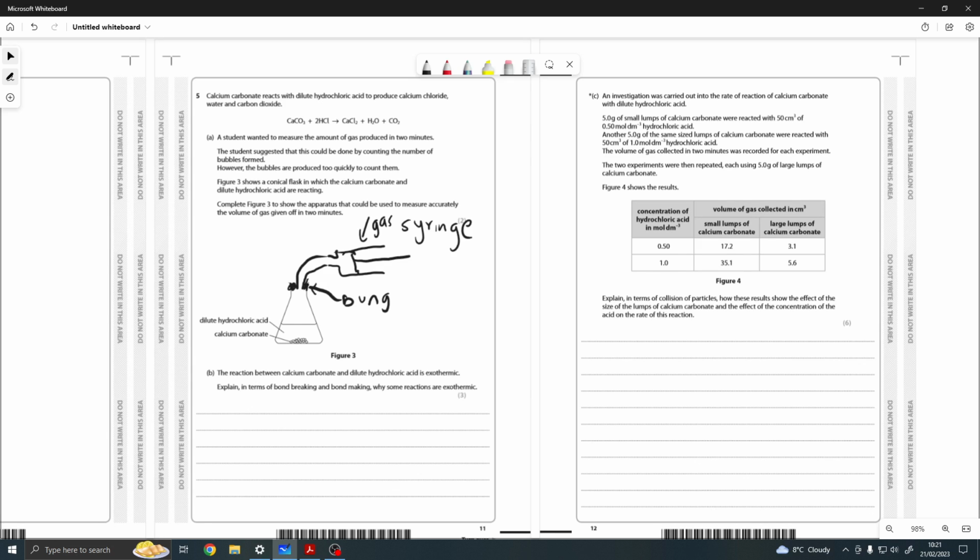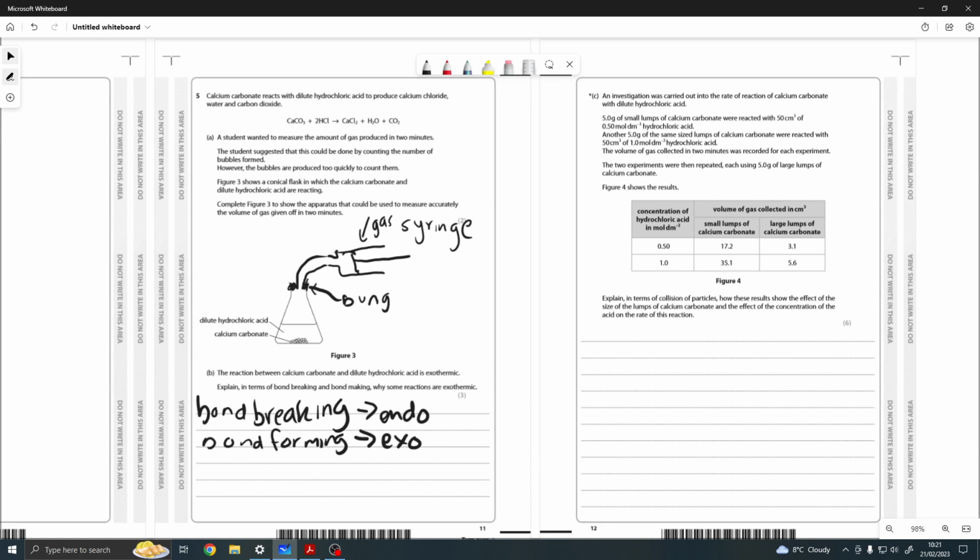Now, the reaction between calcium carbonate and dilute hydrochloric acid is exothermic. It's explained in terms of bond making and bond breaking. Why reactions are exothermic. Now, so you know, okay, that when you break bonds, you've got to put energy in. Bond breaking, therefore, if you put energy in, is endothermic. Bond forming, on the other hand, is exothermic.